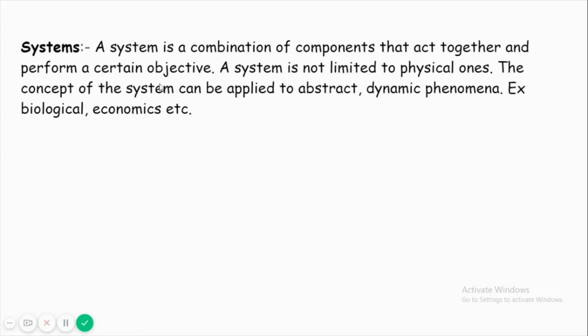So, a system is a combination of components that act together and perform a certain objective. A system is not limited to physical ones. The concept of system can be applied to abstract, dynamic phenomena. For example, biological systems, economical systems, etc.